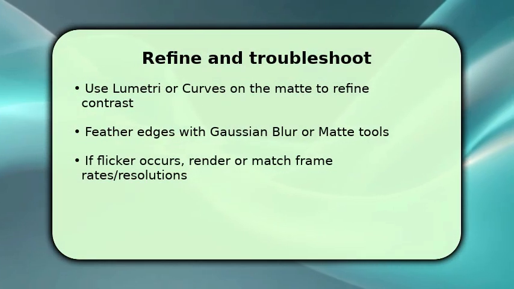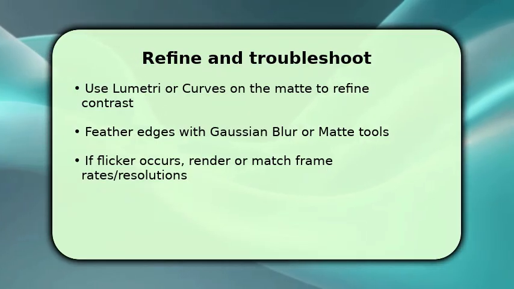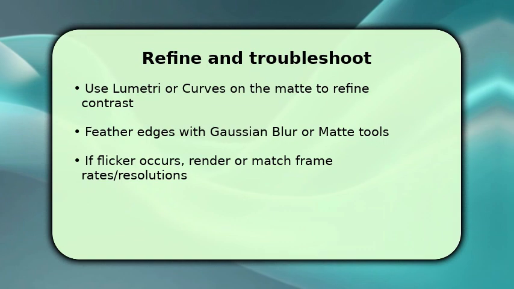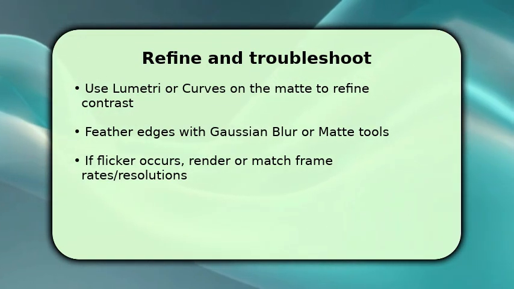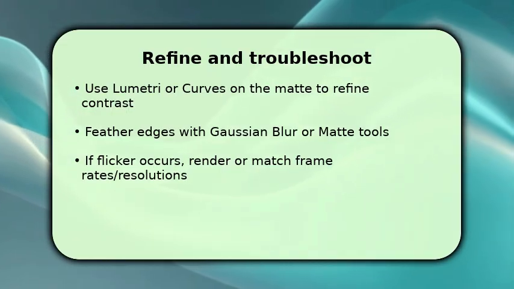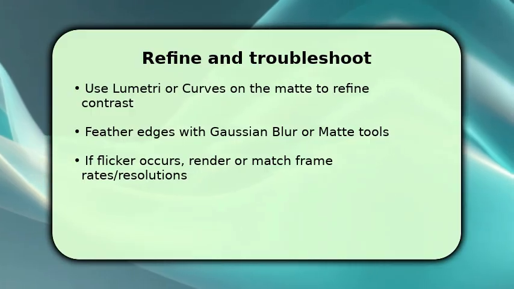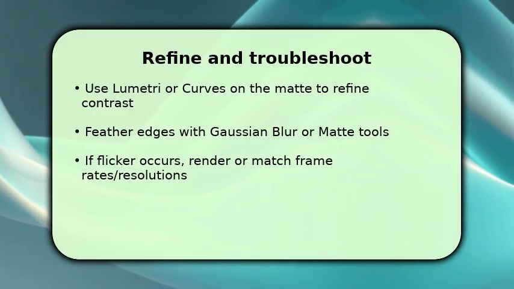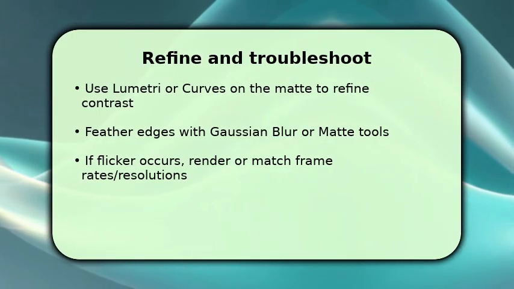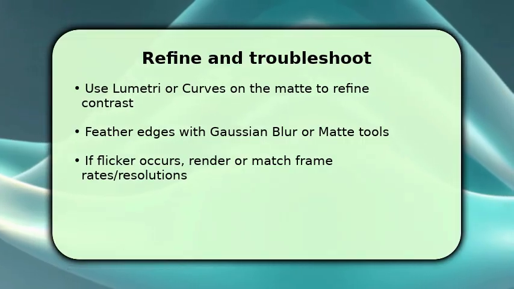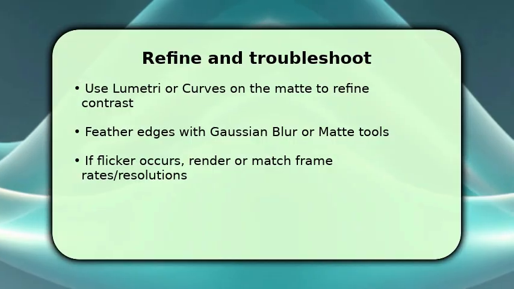Finally, refine the matte by adjusting contrast. Apply lumetri or a curves effect to the matte clip to deepen blacks and lift whites, which tightens the mask. Once done, add a slight Gaussian blur to soften hard edges and use matte tools like choke or feather for clean composites. If you see edge flicker or jitter, make sure frame rates and resolution match exactly and render the timeline. If transparency still looks wrong, invert the matte or re-export the matte as a full-resolution grayscale.